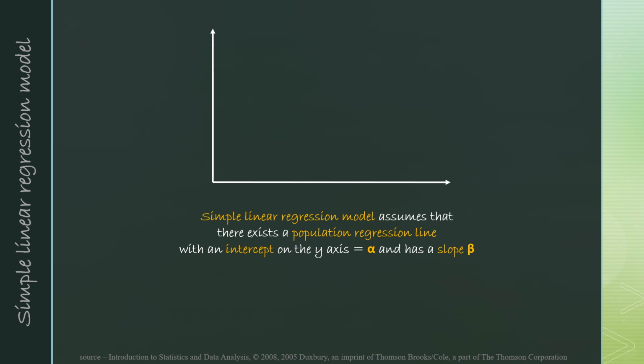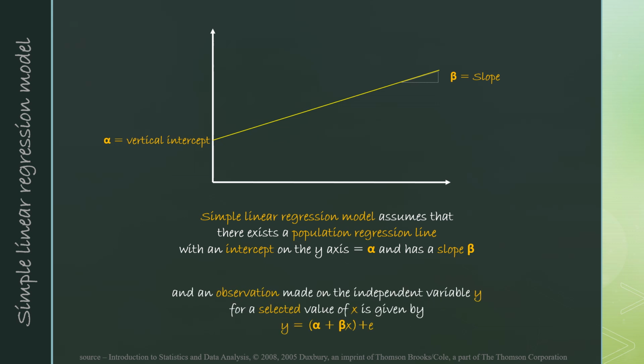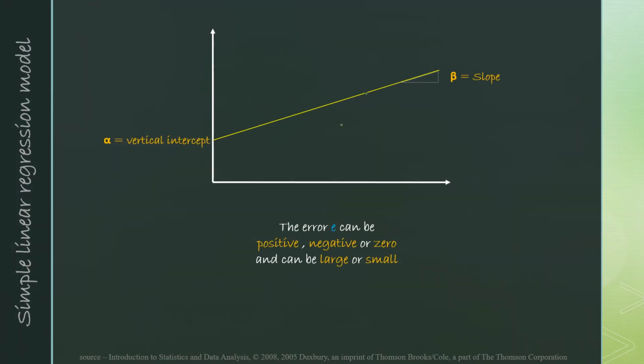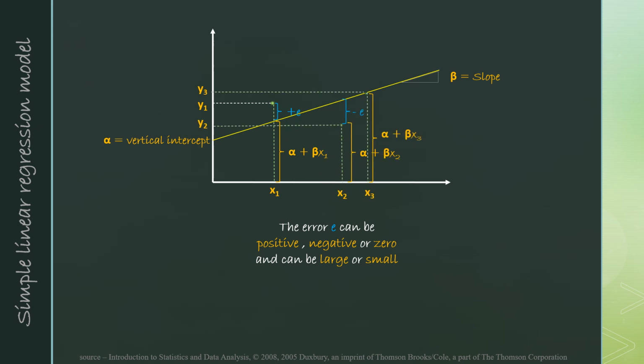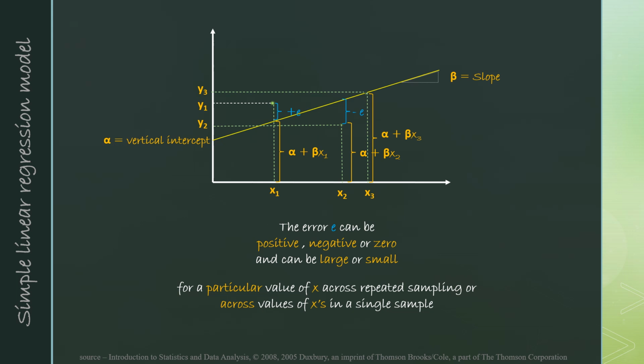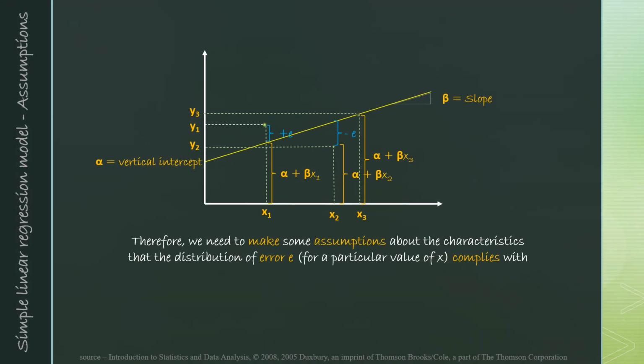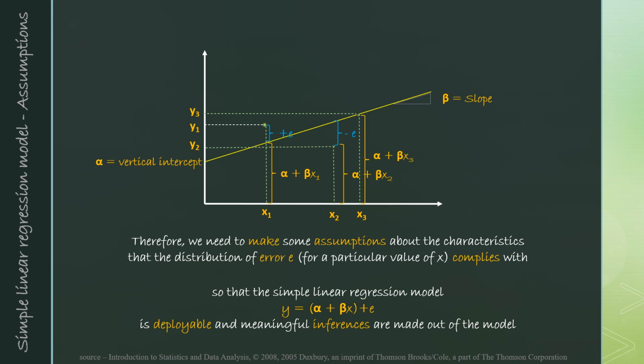The simple linear regression model assumes that there exists a population regression line with an intercept on the y-axis equal to alpha and a slope equal to beta. An observation made on the dependent variable y for a selected value of x is given by y equals alpha plus beta multiplied by x plus e. The error e can be positive, negative, or 0 and can be large or small for a particular value of x across repeated sampling or across values of x in a single sample. Therefore, we need to make some assumptions about the characteristics that the distribution of error e for a particular value of x complies with, such that the simple linear regression model is deployable and meaningful inferences are made out of the model.